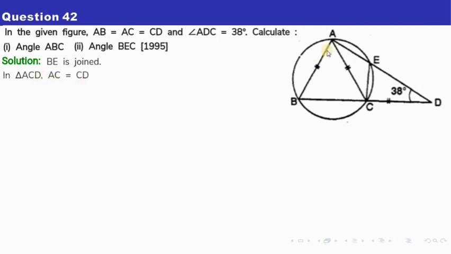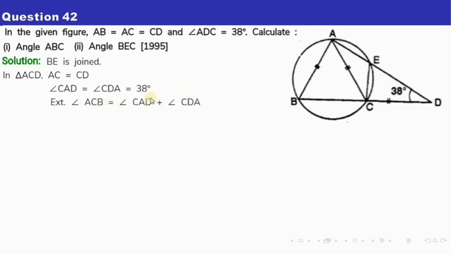In triangle ACD, this and this are given to be equal. So what kind of triangle is this? This is again an isosceles triangle. In an isosceles triangle, this angle and this angle will be equal. That is, angle CAD will be equal to CDA, which is 38 degrees. So this is 38, this is also 38 here.